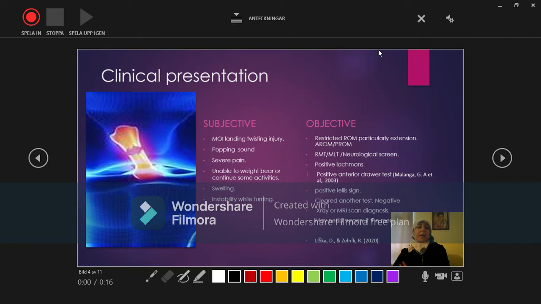I have done my objective assessment, including active range of motion and passive range of motion, with some muscle tests, muscle length and strength, and a neurological screen, making sure that I have cleared everything. But the main important thing was that she had restricted range of motion, particularly in extension. From the special tests that I did, the Lachman test was positive, the anterior drawer test was positive, and the Lever sign was positive. Everything else was negative.